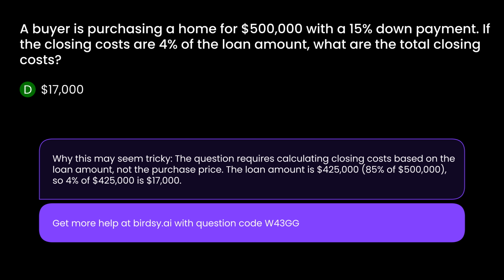Why this may seem tricky: the question requires calculating closing costs based on the loan amount, not the purchase price. The loan amount is $425,000, 85% of $500,000, so 4% of $425,000 is $17,000.